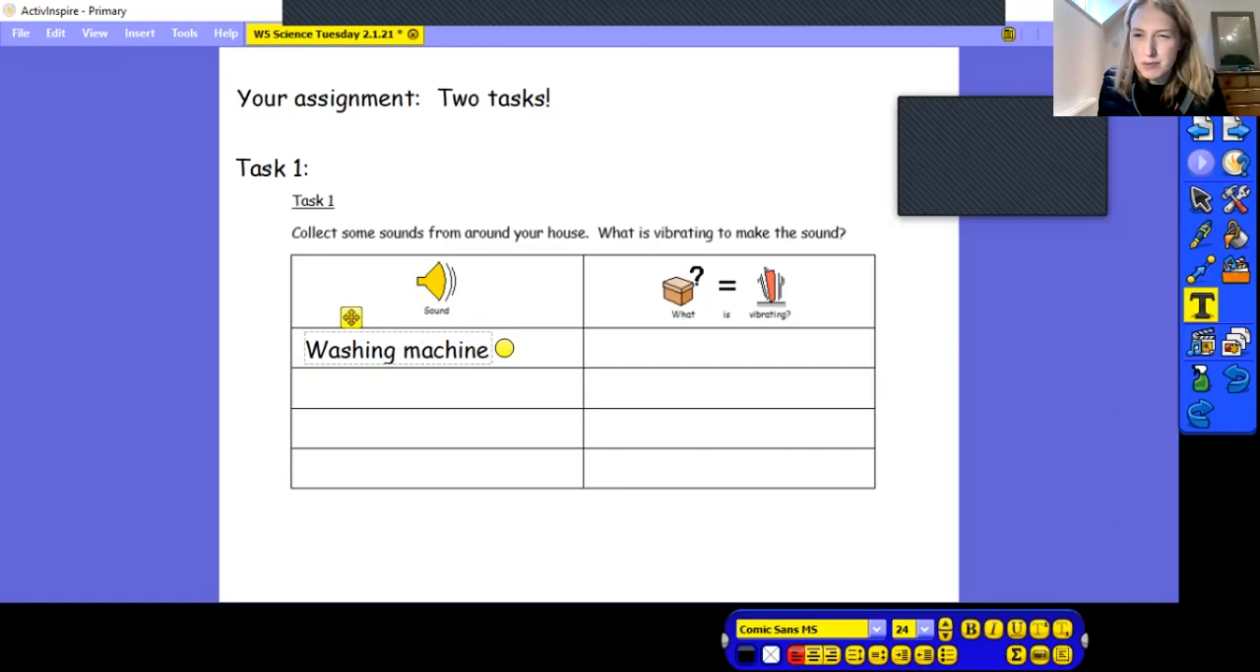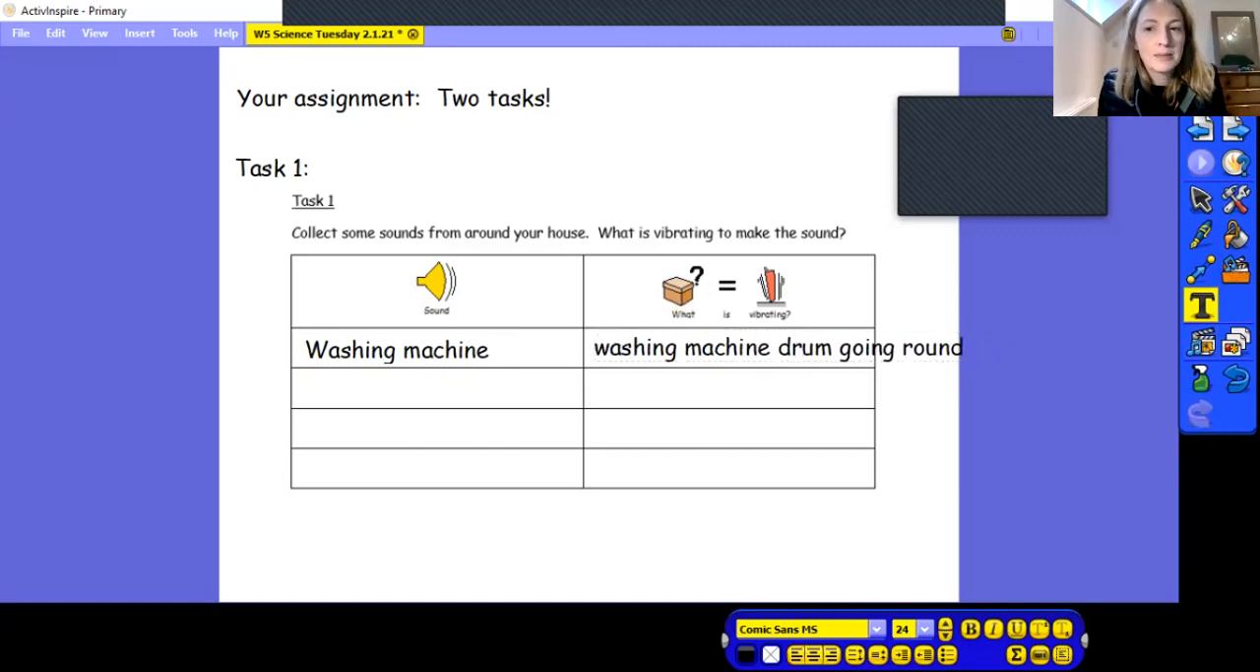And what is vibrating to make that sound? If you think about a washing machine, it's actually the drum going round and round, isn't it? It's the washing machine drum going round that is making that vibration, and that's what's making that sound.